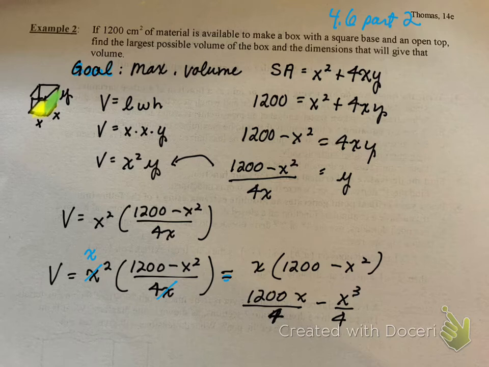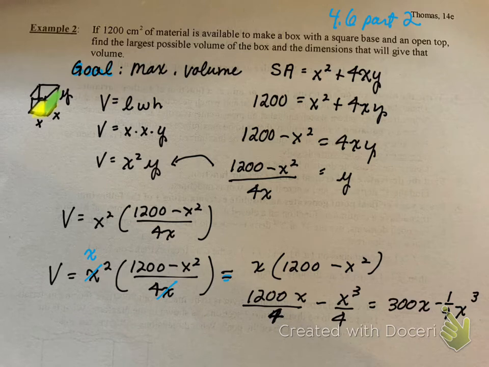Okay, and I can further simplify this down. 1,200 over 4, if I divide that, I get 300x minus 1/4 x cubed. So this is my volume formula.